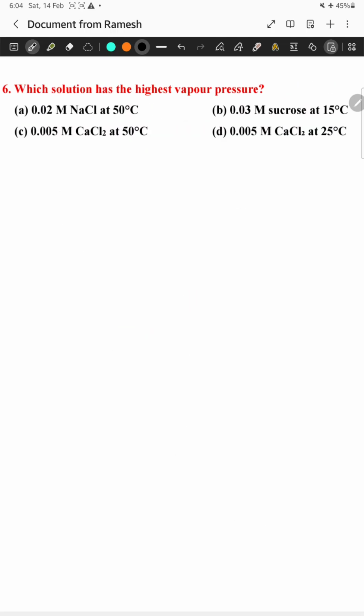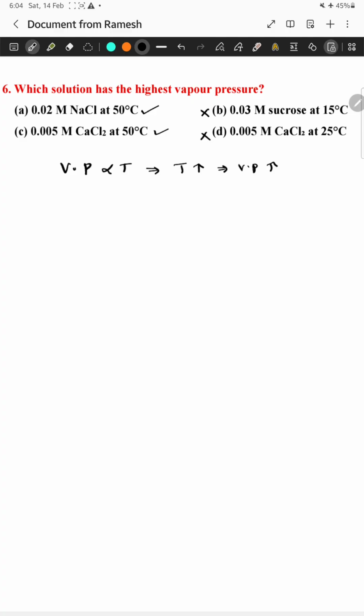Now coming to question number 6. Which solution has the highest vapor pressure? So remember, vapor pressure of a liquid is directly proportional to temperature. That means more temperature, more vapor pressure. So now you read all the options. In all the options, the highest temperature is 50 degrees Celsius. Therefore, you can neglect the second and fourth options. You have to consider only options A and C.